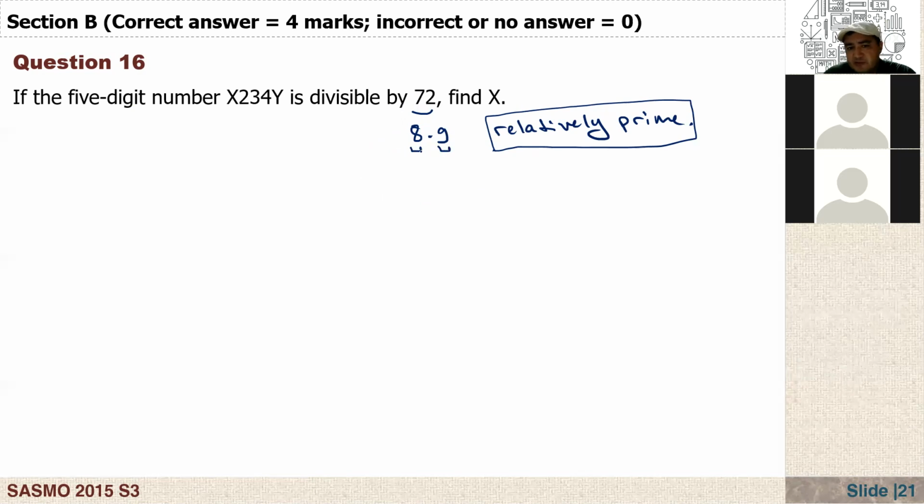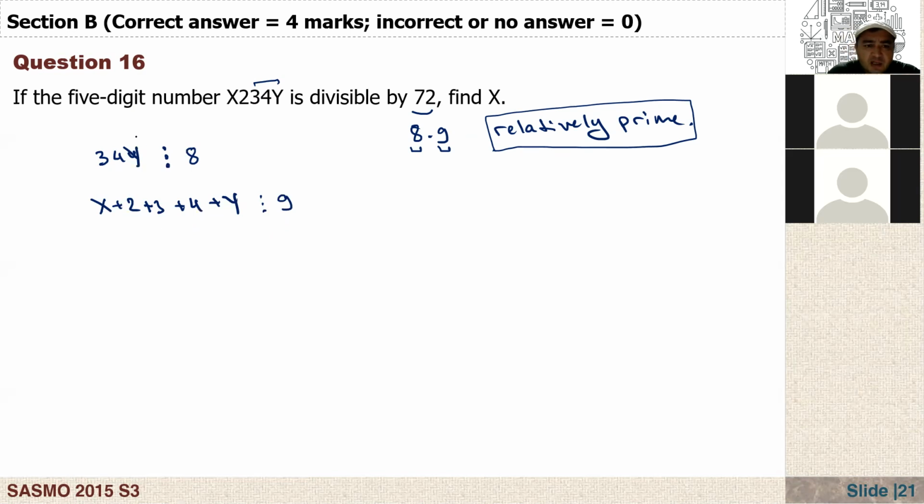And what numbers are divisible by 8? If you know the number which is formed by the last 3 digits, it should be divisible by 8, which means 34y should be divisible by 8. And how about 9? x plus 2 plus 3 plus 4 plus y, the sum of the digits, should be divisible by 9. Then this number will be divisible by 72.